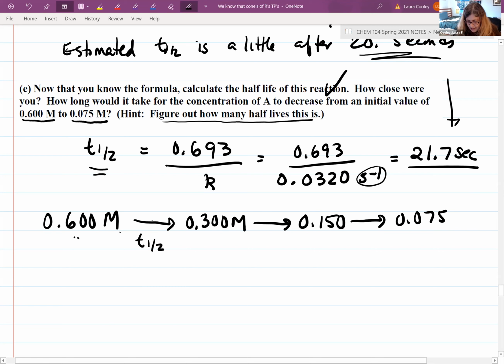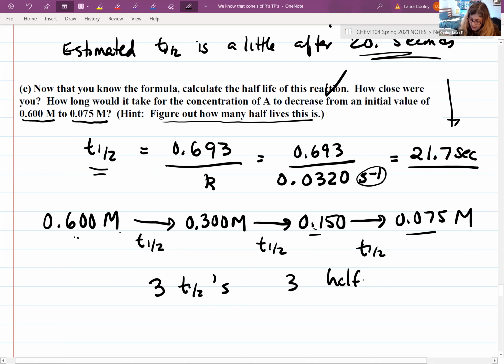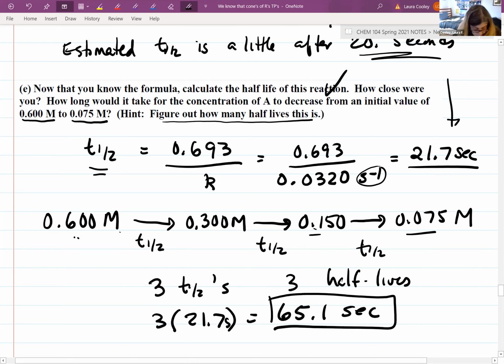One half-life passes, it gets to 0.3. Another half-life passes, it gets to 0.15. Another half-life passes, and it gets to where I want it to be. Okay? So that is 3 half-lives. 3 times 21.7 equals 65.1 seconds. And that is the time.